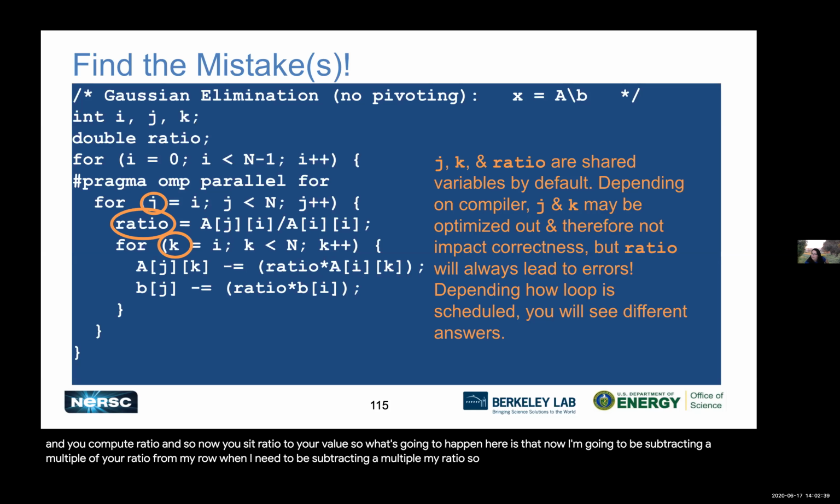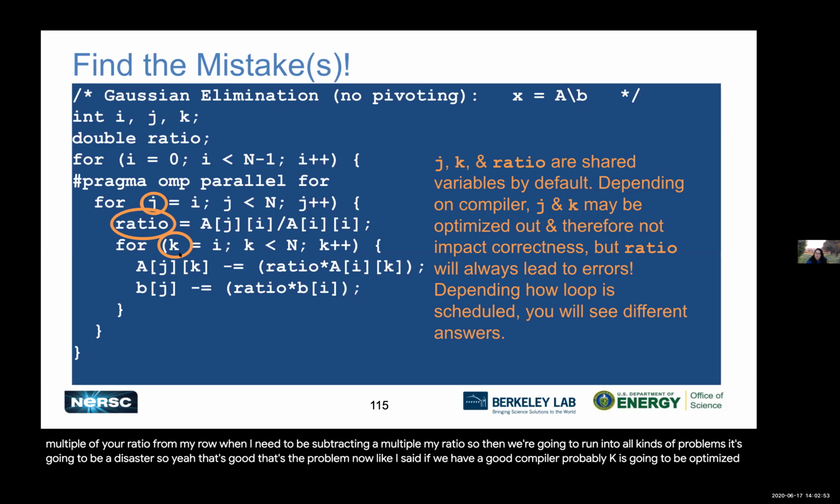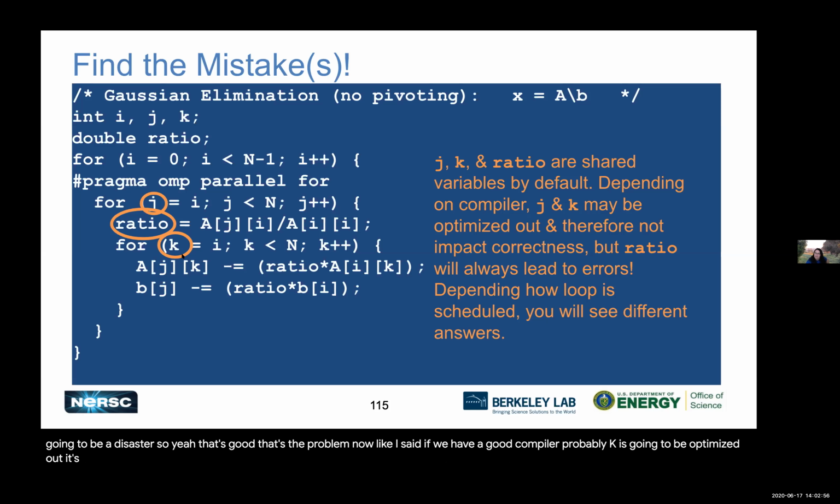So then we're going to run into all kinds of problems. It's going to be a disaster. So yeah, that's the problem. Now, like I said, if we have a good compiler, probably K is going to be optimized out. It's just going to do all these rows at once, so we'd probably be okay. But we would still have this problem with ratio.